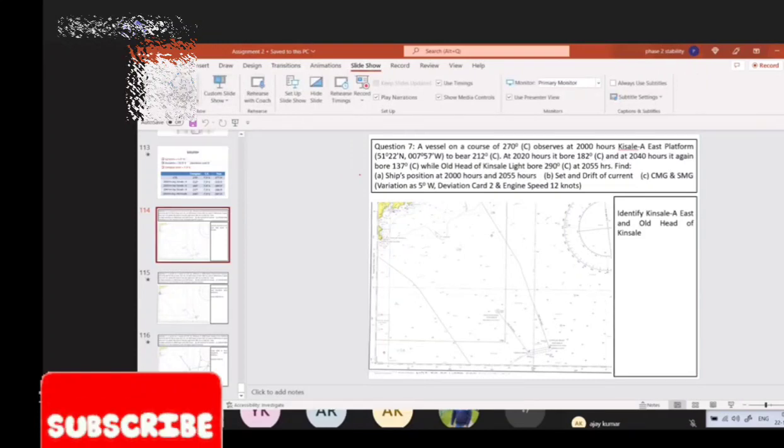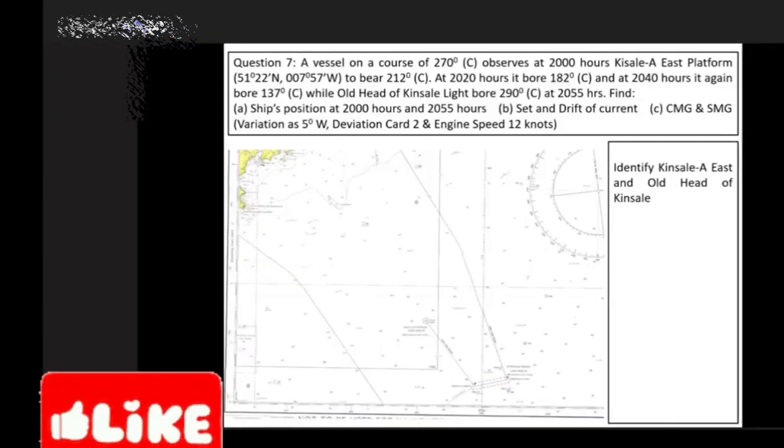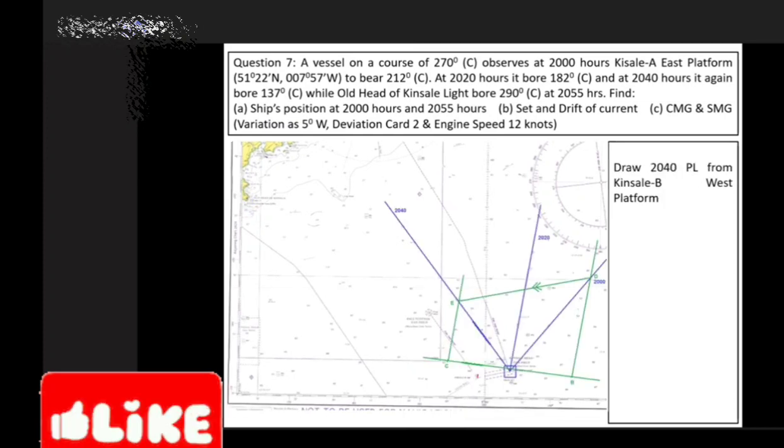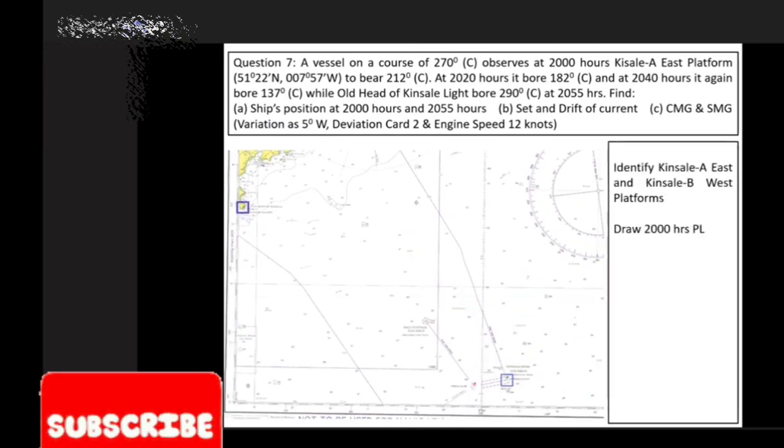Now pay attention to this. I don't know whether this plot will come. What is the bearing of Kinsale in this? The bearing of Kinsale is 290 degrees. If you apply the compass correction, it will come. Okay. We get the true bearings. Okay. Now let's come here.